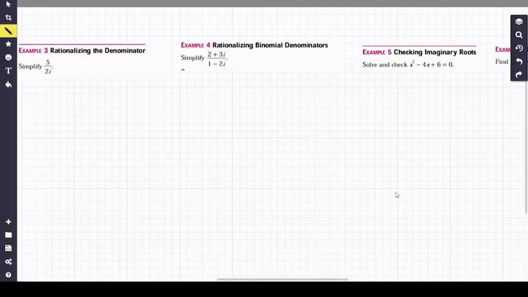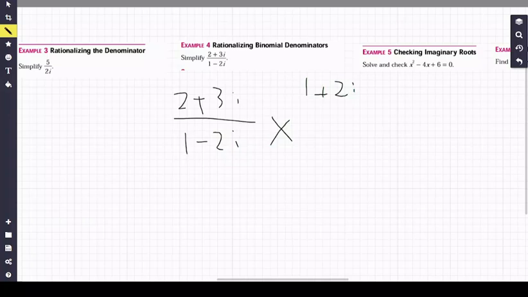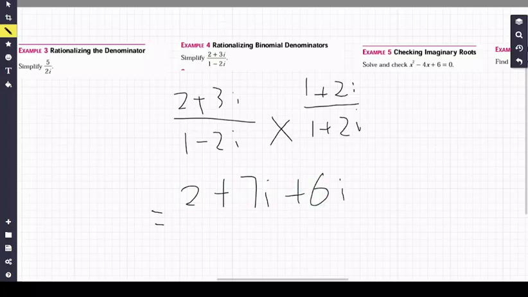Now we have rationalization of a binomial. So remember, whenever we want to rationalize a binomial that is in the denominator, we'll multiply by its conjugate. So what is the conjugate of this? 1 plus 2I. So 1 plus 2I over 1 plus 2I is actually 1. We're multiplying by 1. So let's do the top first. On the top, you'll do FOIL. So that's going to be 2 plus 4I plus 3I, so plus 7I, and then plus 6I squared.